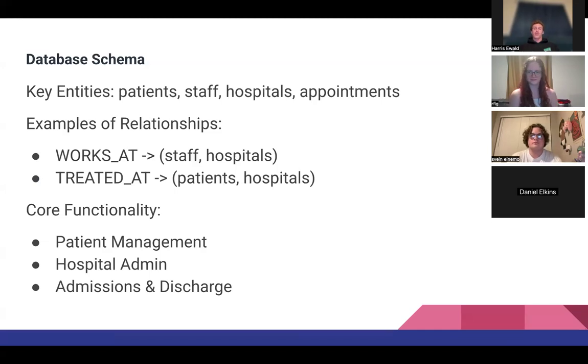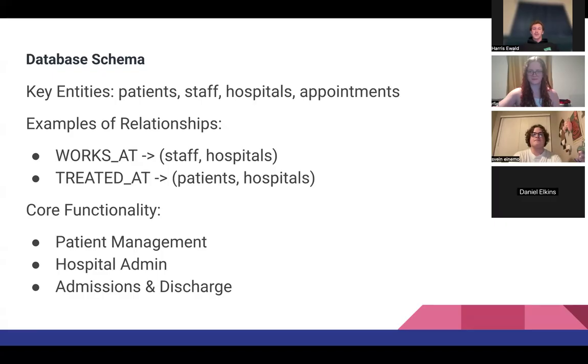Staff was the main one that drove appointments, diagnosis, and treatments. And then the hospitals were just the organizational anchor for everything. And appointments were just the primary interaction between patients and staff. And then some examples of relationships that we dealt with were the ones on the screen, as you can see: staff works at hospital, or patients are treated at hospitals, or staff conducts appointments, stuff along those lines.